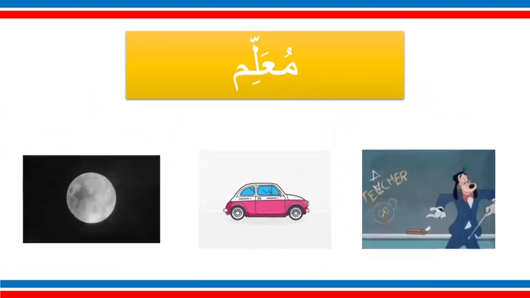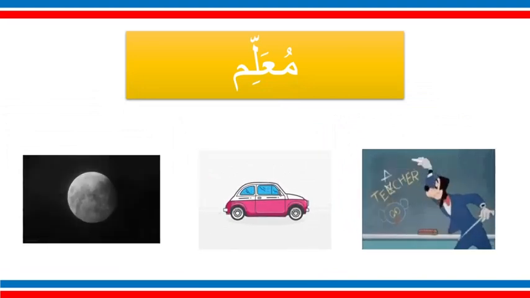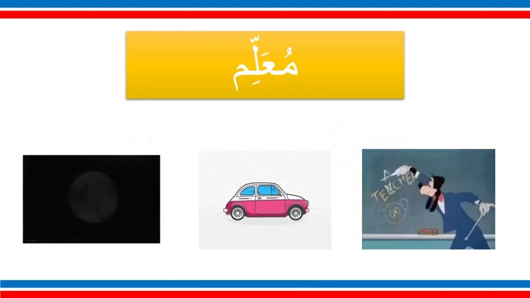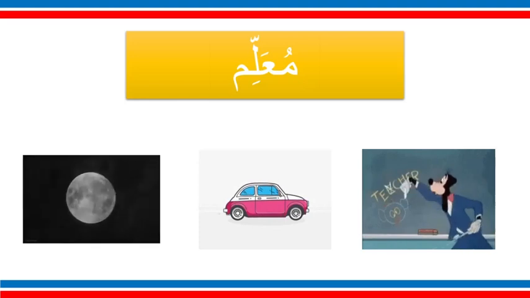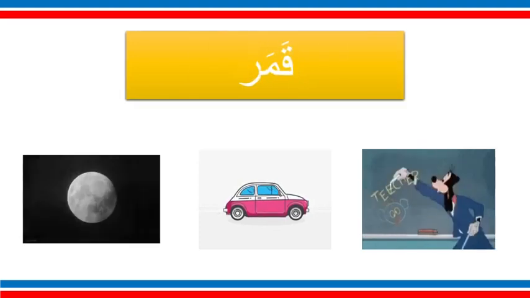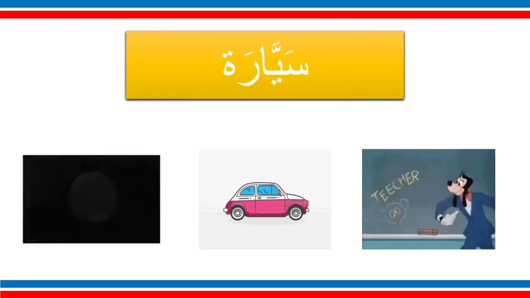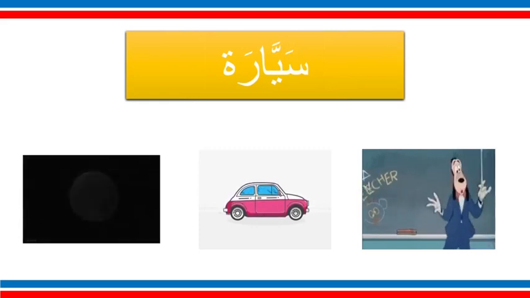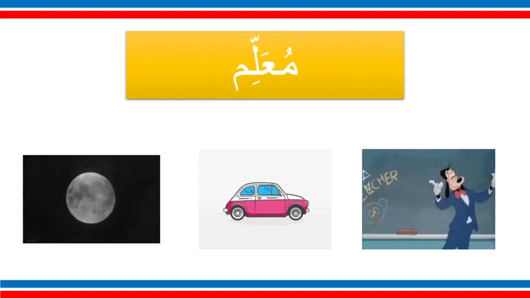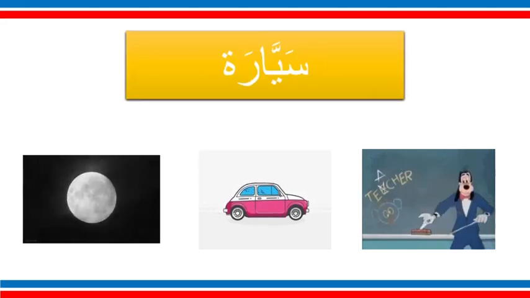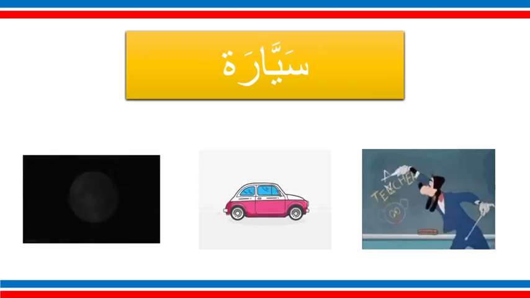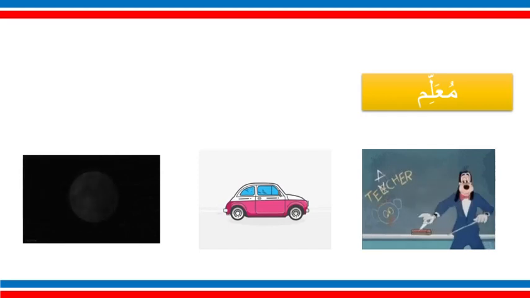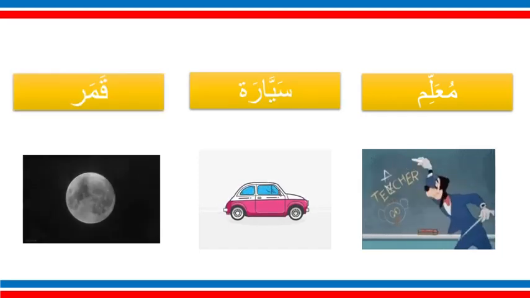Next question, matching. Now we have these three pictures, and I will show you three words. I want you to match the word with the picture. First word is معلم. This word is for which picture? Next word is قمر. Next we have سيارة. So we have معلم and قمر and سيارة. Which word goes with which picture? Think. Now you can pause because I will say the answer. So معلم is teacher, سيارة is car, قمر is a moon.